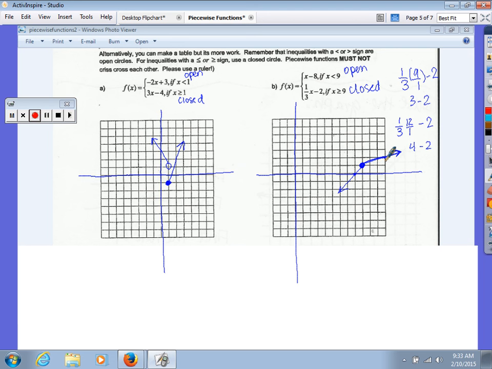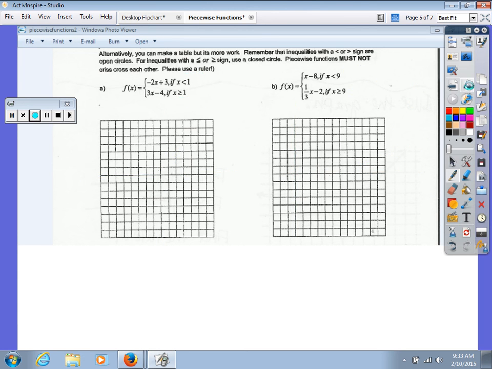Now here's free knowledge. You're welcome for this. Think about a parabola. Is that going to have a constant slope? No. Why not? Because it's not linear. Calculus will teach you how to find slopes of parabolas. Just letting you know. All right, let's go ahead and look at problem C.